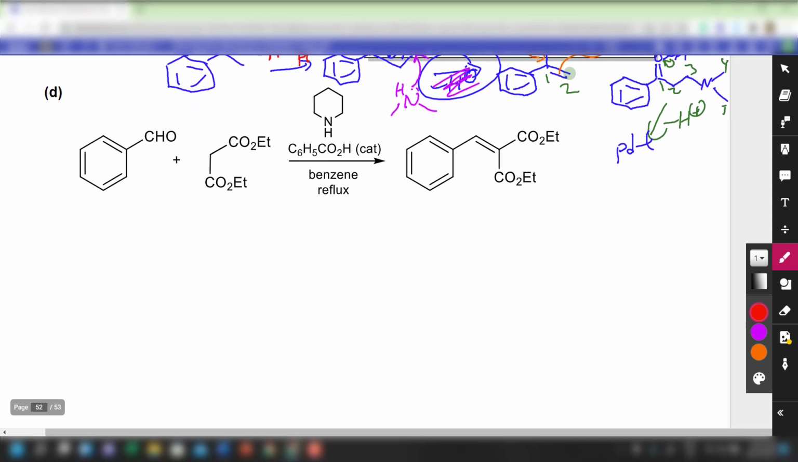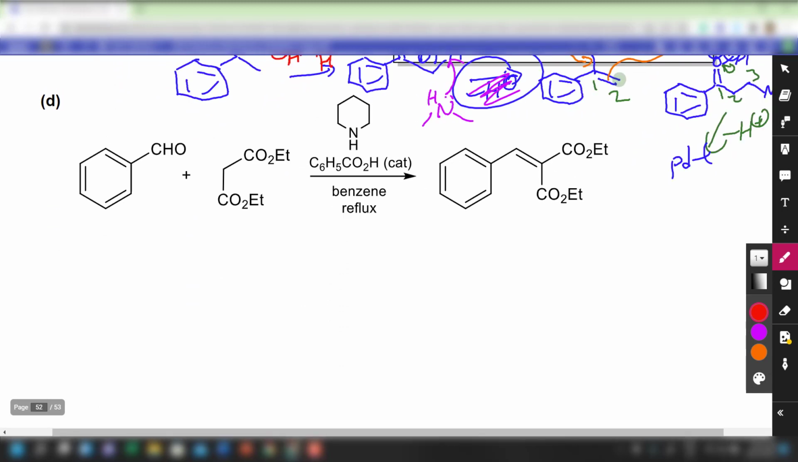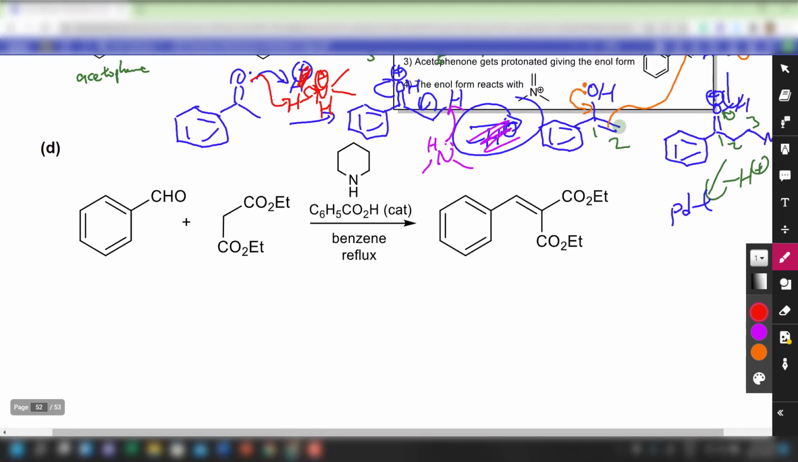Okay, so next we're going to move on to part D. Part D again is quite similar. So now we have benzoic acid. It's written as catalytic, so it's probably the one which contributes H+. So it's a source of H+. Then we have this cyclic molecule which is a secondary amine, so it's probably used to remove any protons.